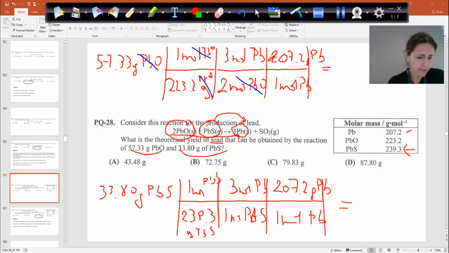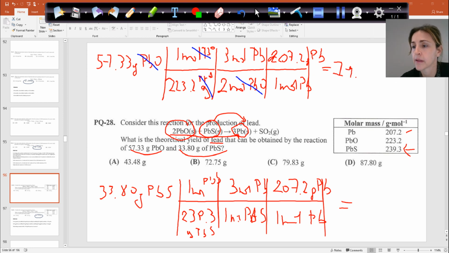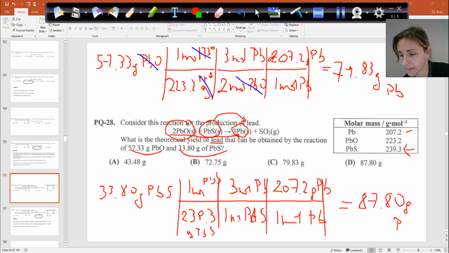Yeah. So this comes out as 79.83 grams of Pb according to my calculations. And the bottom one, it's 87.80. So sure enough, both of these numbers are in there, right? As possible answers. So which one do we pick?